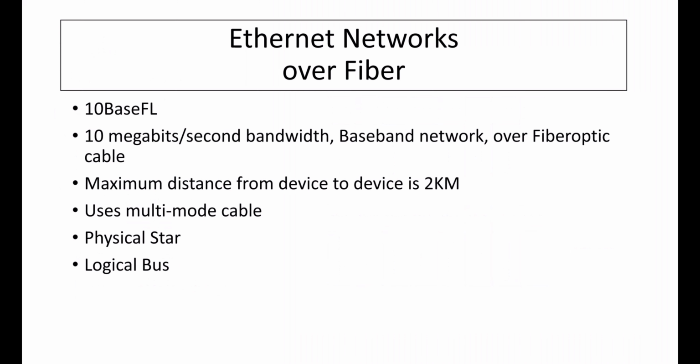To run Ethernet over fiber optics, we have the 10 base FL specification. This is a 10 megabits per second bandwidth, again baseband network, over fiber optic cable. The maximum distance we can run this fiber optic cable is 2 kilometers. It uses multi-mode fiber optic cable. Again, it's a physical star, but a logical bus.